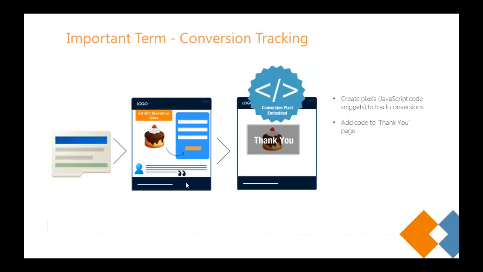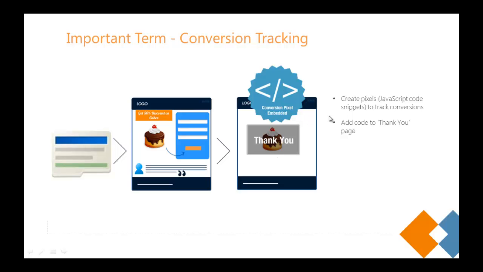A very important term is conversion tracking. When you run the ad, conversion tracking is a way for AdWords to find out that when a search user or any user clicks on the ad, they are taken to a landing page, and after the landing page they are shown another page or a thank you page. It doesn't have to show a page.